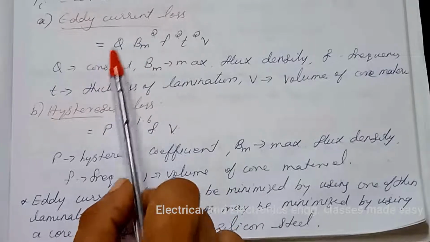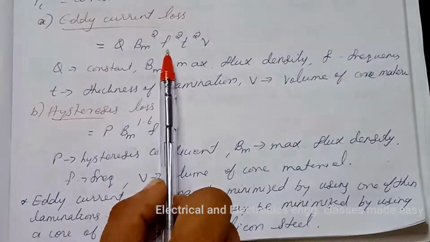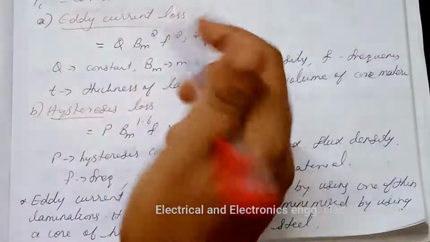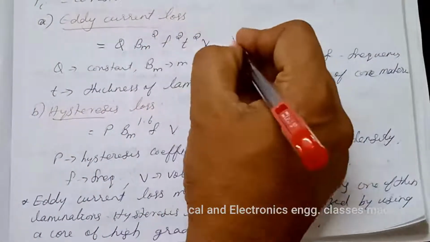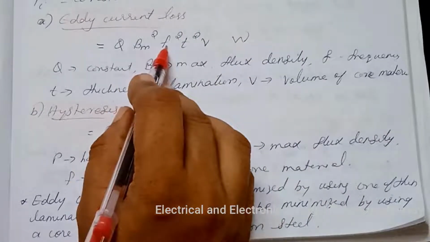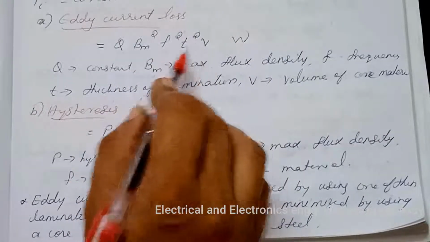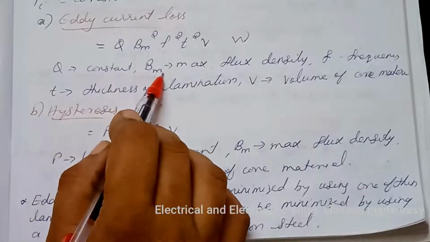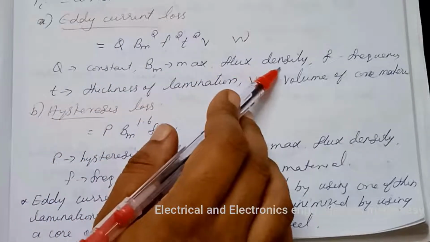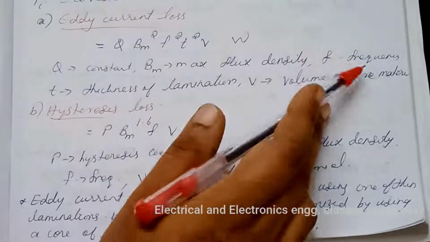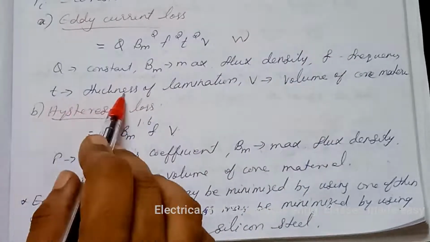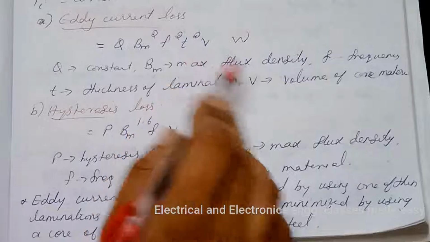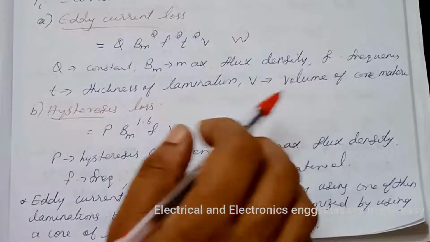The eddy current loss in watts is given by Q Bm squared f squared T squared V, where Q is a constant, Bm is the maximum flux density, f is the frequency, T is the thickness of lamination, and V is the volume of core material.